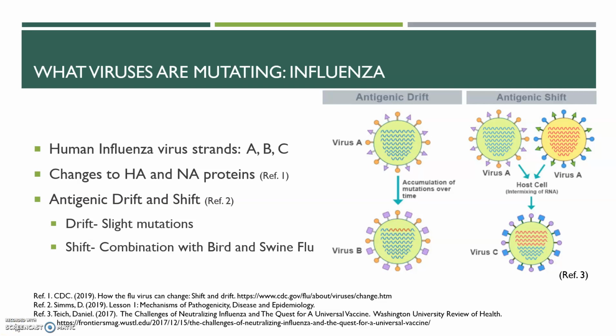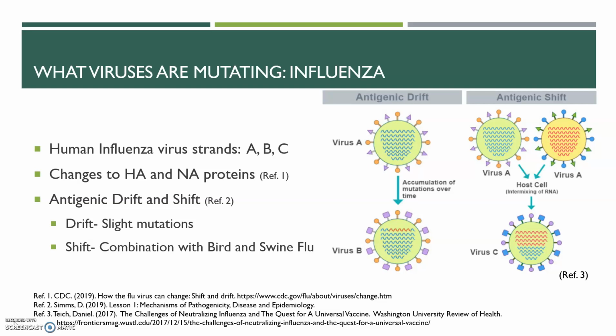Influenza, or the flu, is one of the most common viruses that we hear about. We often hear of the seasonal flu that comes around usually in the fall or the spring each year. We often hear about the strains of A, B, and C flu. Now, what makes this virus very interesting is that it's an RNA virus, and so there are changes to the HA and NA proteins on the surface of this virus. And there are two ways that the influenza virus changes over time. That's why we need a yearly update to our vaccination.